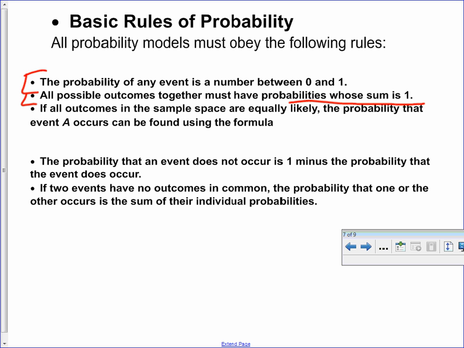If all outcomes in the sample space are equally likely, then the probability that event A occurs can be found using the formula: probability of A equals the number of times A occurs divided by the sample space, which is all possible outcomes.